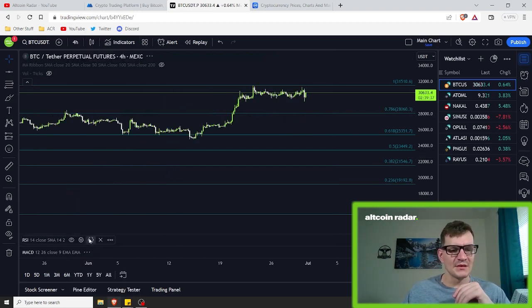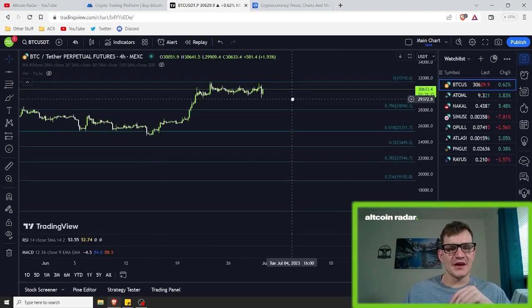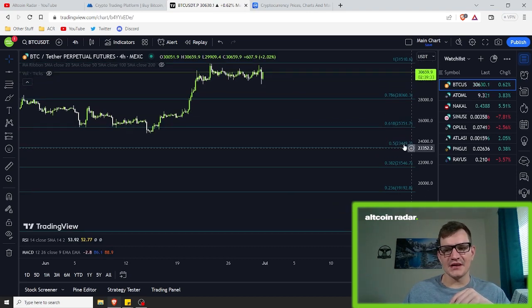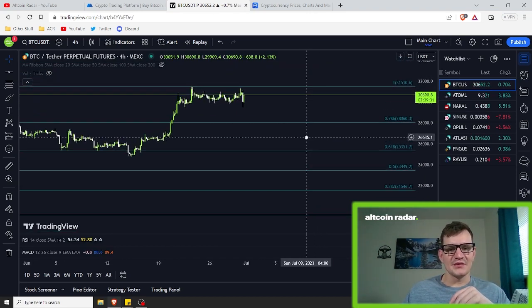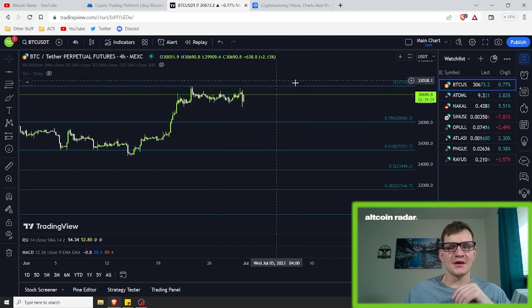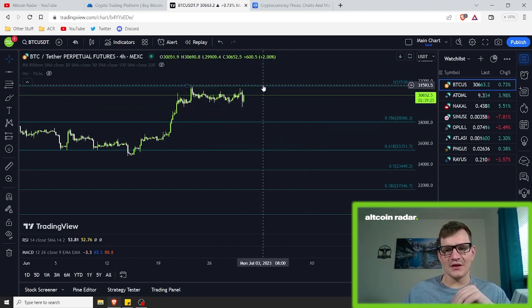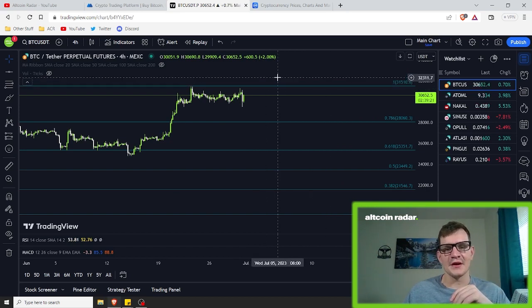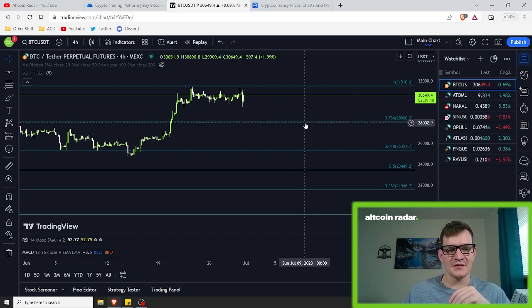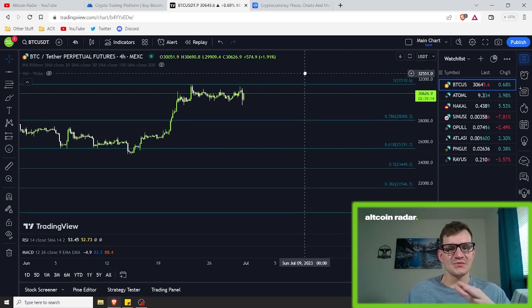If we're sitting here trading this, we're going to take a look at these levels. Here's how I would play this out. We can clearly see that we've got our resistance level way up here at 31,510, and we've got support down here at roughly 28,060. Now here's what I'm going to do.